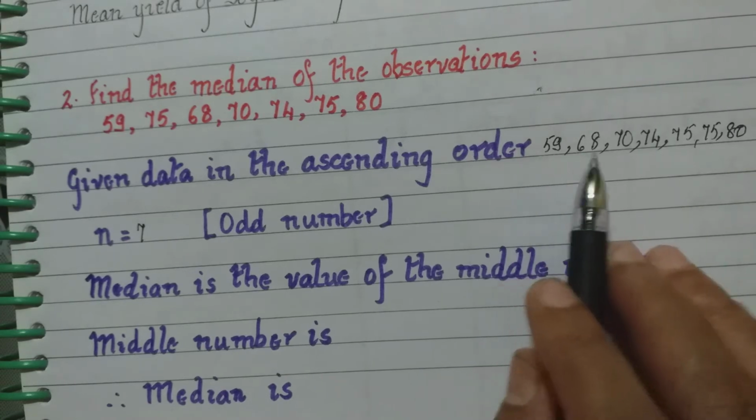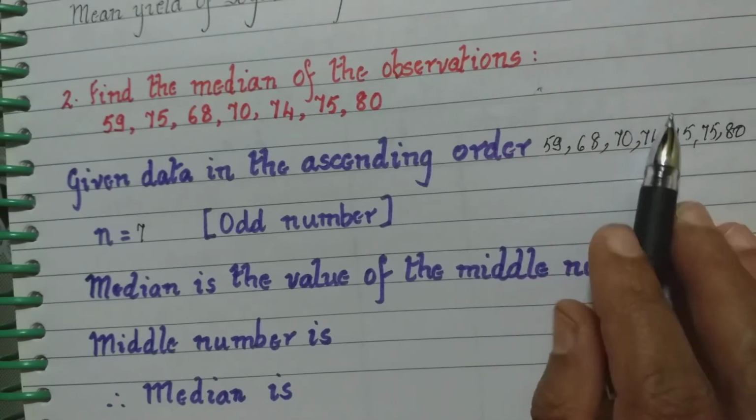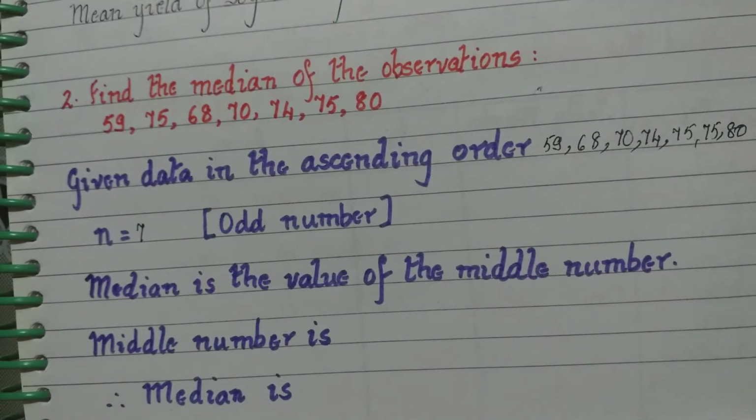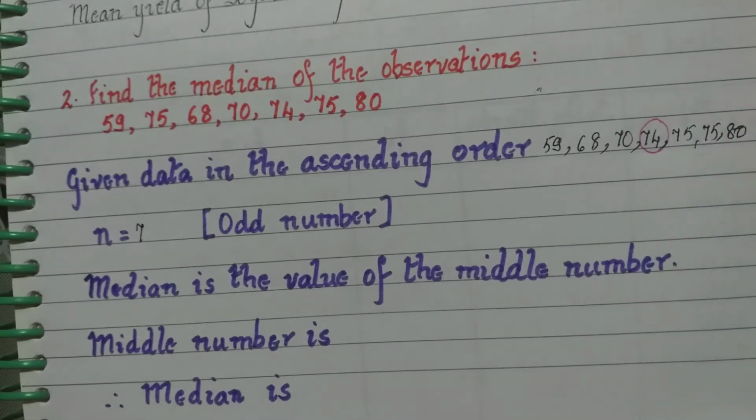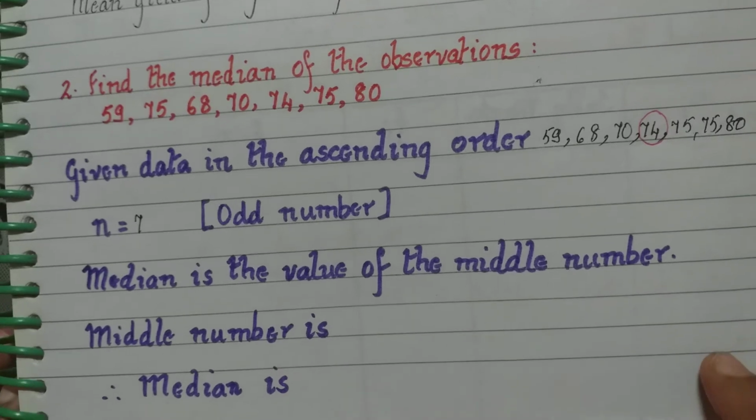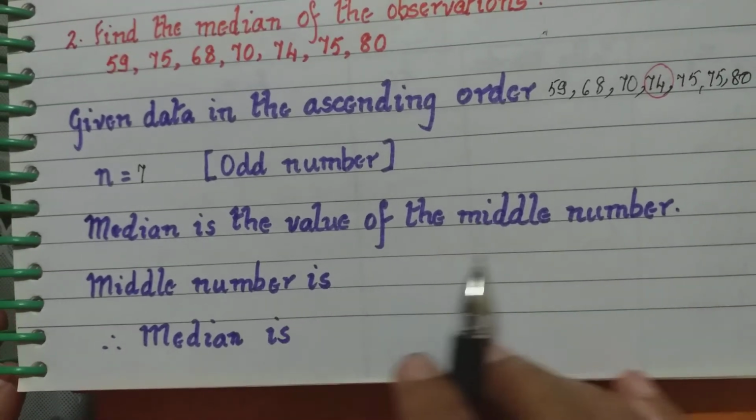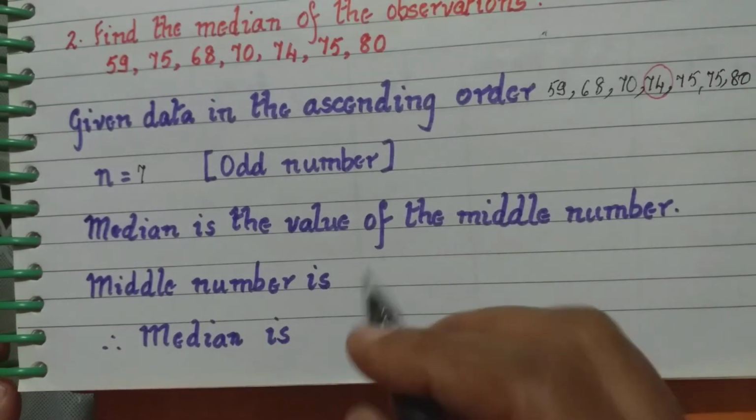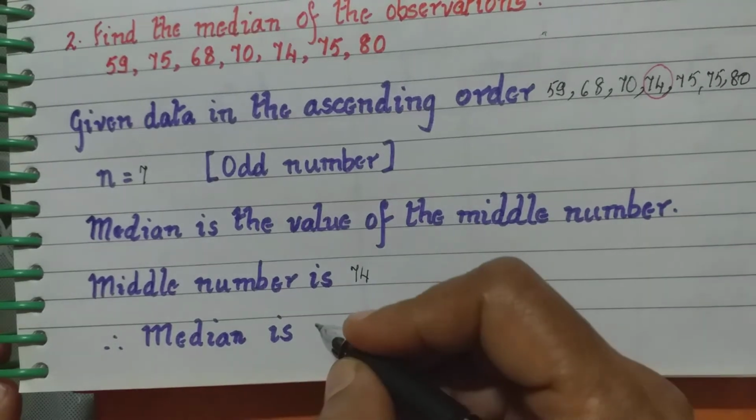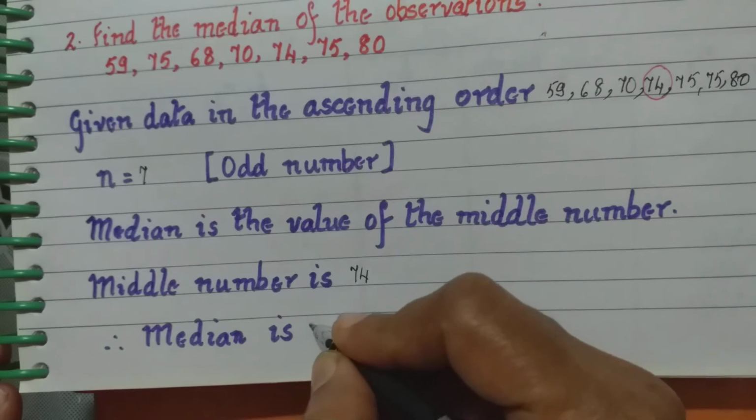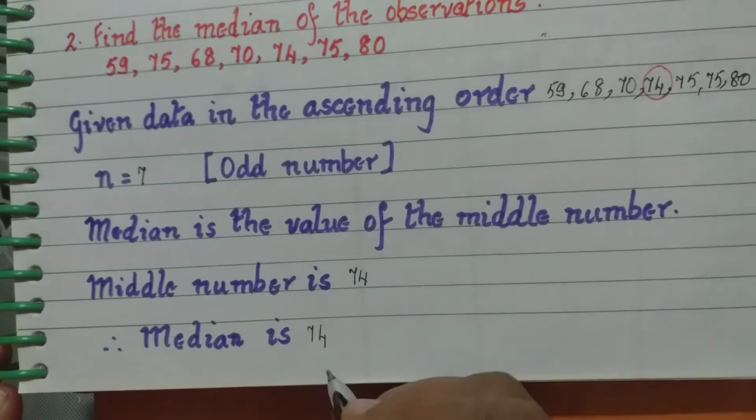So we count 1, 2, 3 and 4. The fourth observation here is 74. Therefore 74 is the median. So we write here: median is the value of the middle number. Middle number is 74. Therefore the median also will be 74.